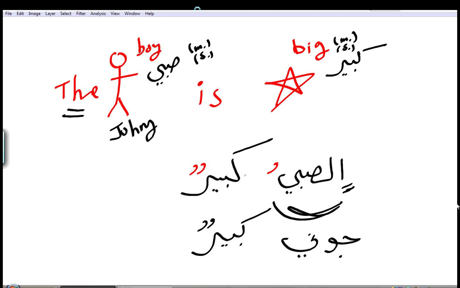So if you look here, it ends with tanween. And tanween is actually the opposite of having al at the beginning. So we have to say Johnny kabirun, or as-sabiyu kabirun. Okay? If we say as-sabiyu al-kabiru, this is a totally different meaning, and we will not discuss that in this lesson, maybe the next lesson. But for now, we are going to learn how to say the thing is blah blah blah.